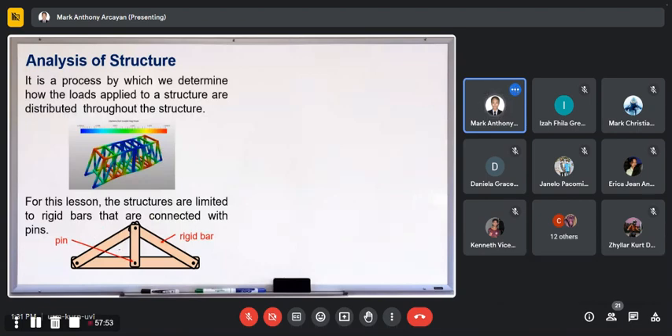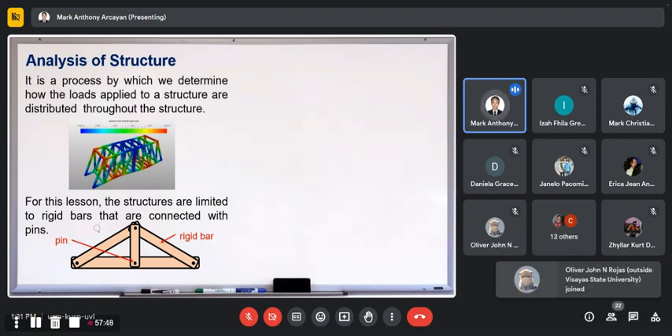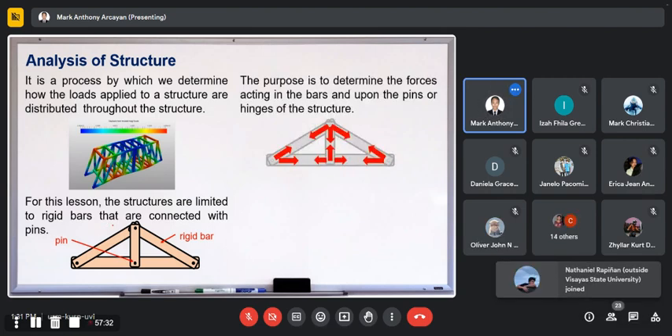So as you can see in the figure here, naatay usa ka truss nga assembly, usa ka rigid structure nga assembly. So kani siya rigid bar ni siya. Then kani mga rigid bar gina-connect ni siya via this pin. So kaning pin mo ni siya nagpalig-on sa ato ang structure. Now, the purpose is to determine the forces acting in the bars and upon the pins or hinges of the structure.